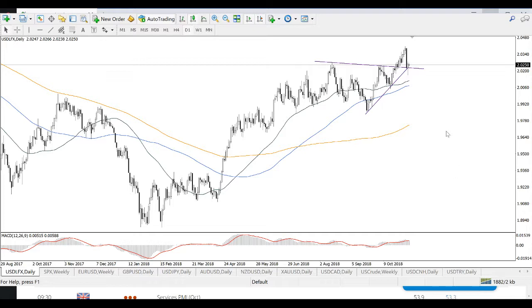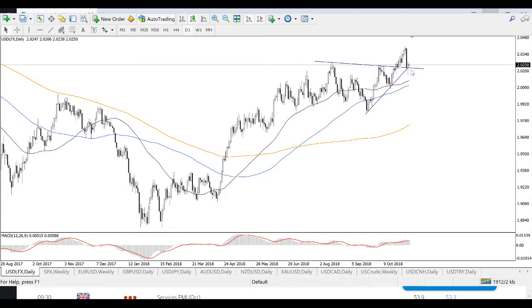As you can see on the chart of the US dollar index, American currency corrected from its multi-year highs, but managed to find some support at the end of last week. American currency was supported on Friday by good US employment data.